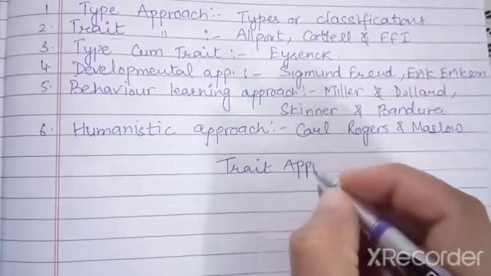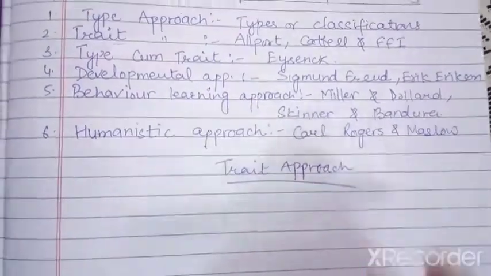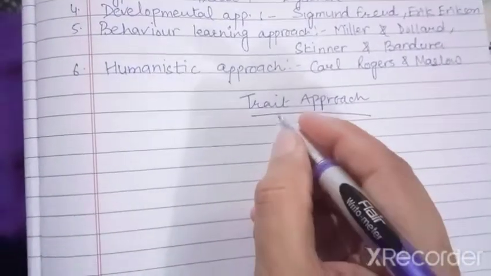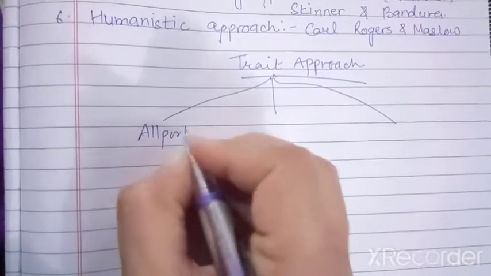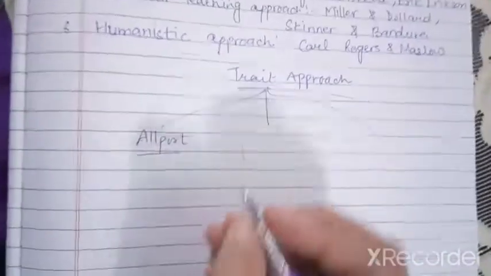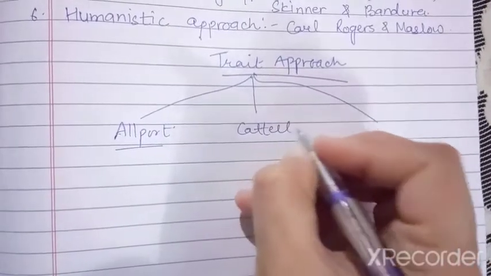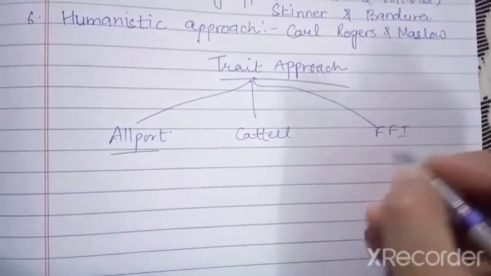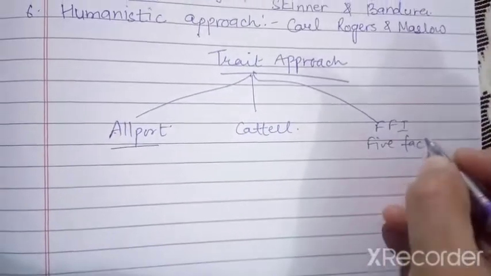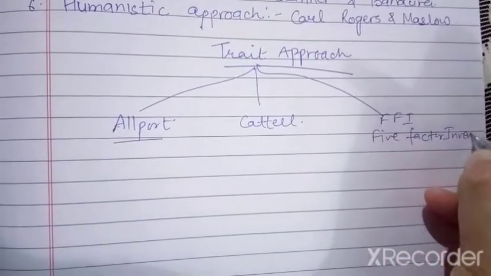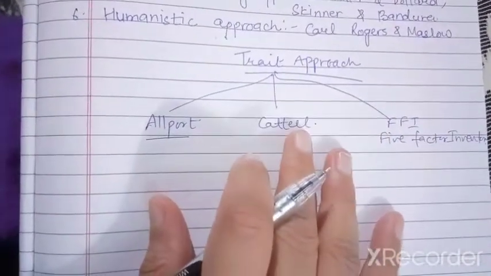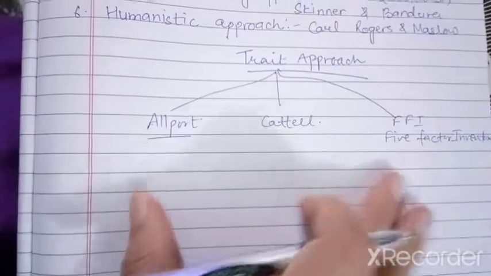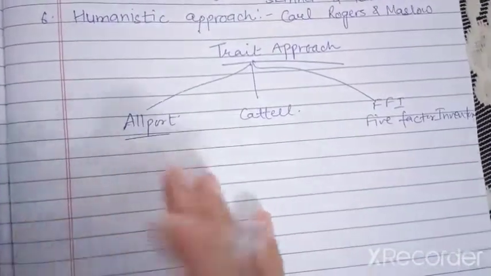Trait approach. In the trait approach, we are going to talk about the definition of trait that is given by Allport, Cattell, and the FFI, that is the five-factor inventory. This is one of the easiest methods that I am telling you just to learn this personality topic. I'll share my notes with all of you also.